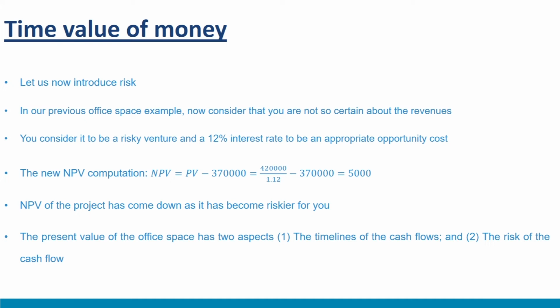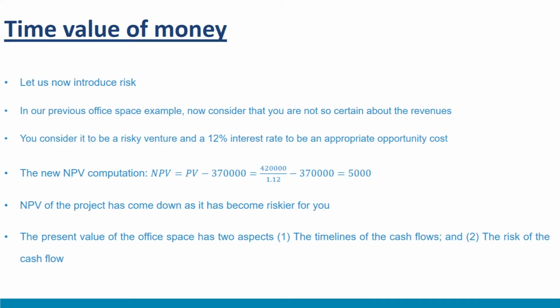Let us suppose that you consider a stock available in financial markets with similar risk as that of your investment in the office space building. This stock offers an expected return of 12%. Thus, 12% is the appropriate discount rate or hurdle rate or opportunity cost of capital for you. That is, if you are investing in the office space building, you will not be able to invest in the stock of the same risk and you are foregoing this return.